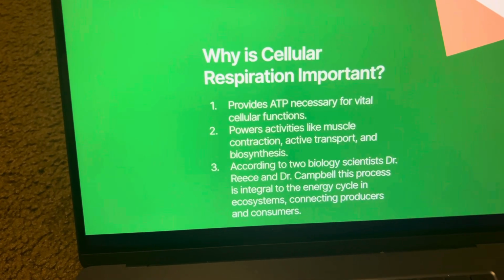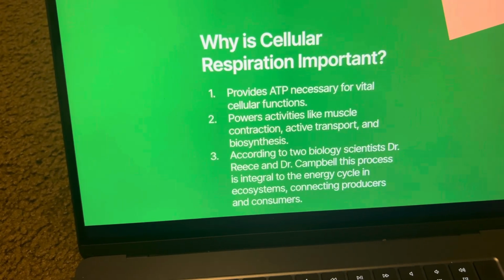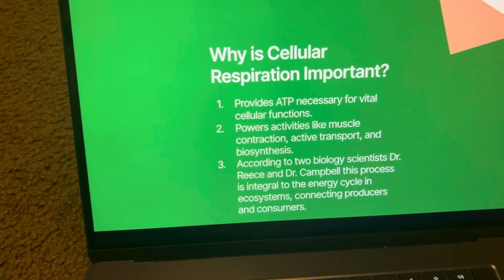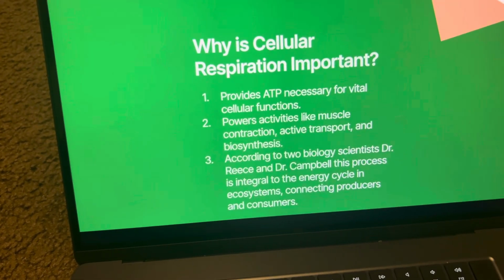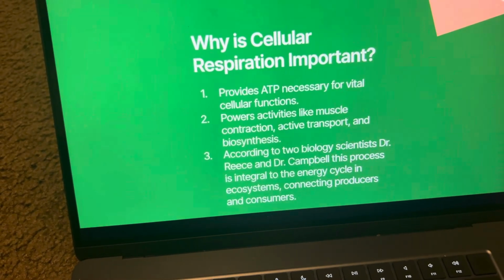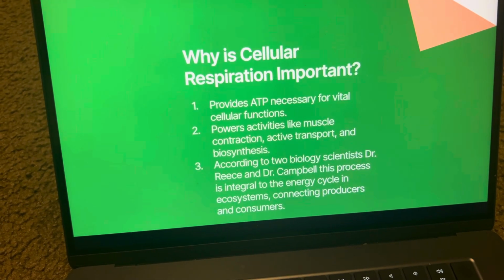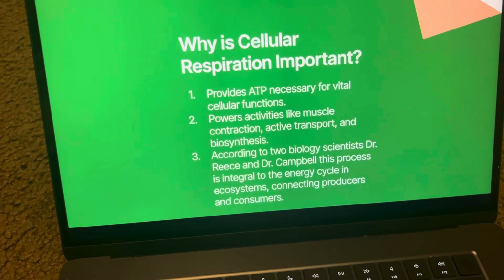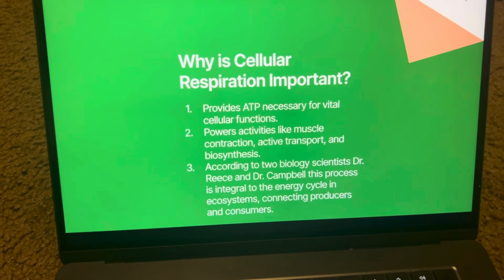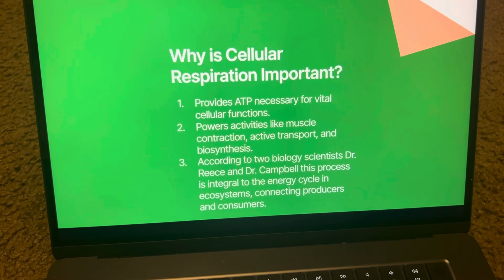So if you're lifting weights or you're doing any type of active activities, you will be using ATP because you'll be using energy. There's active transport and biosynthesis. According to 2 biology scientists, Dr. Reese and Dr. Campbell, this process is integral to the energy cycle in ecosystems connecting producers and consumers.